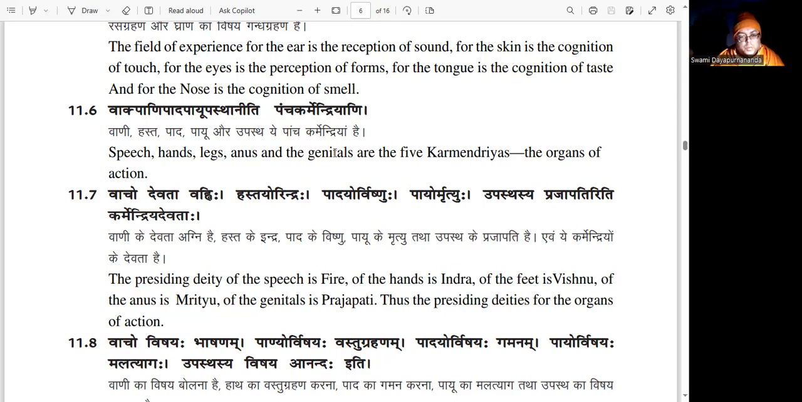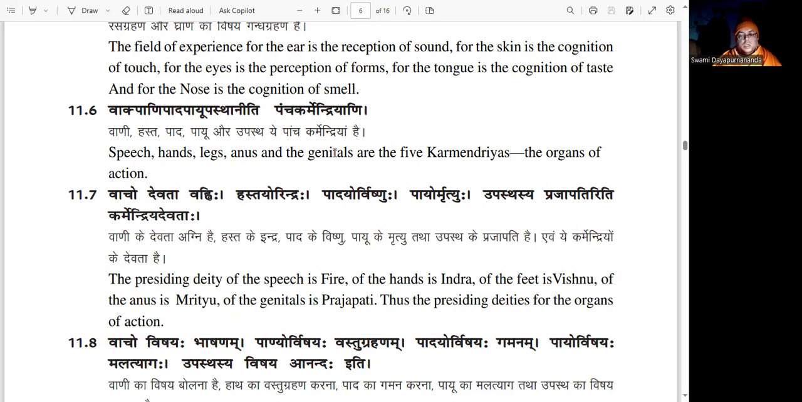Now let us come to the second point. Hastau Indrah. Hasta, for the hands. Its Devata is Indra. The presiding deity of the hands is Indra. Who is Indra? Indra is Devaraja, the king of all the devas, all the deities. We know a famous story.